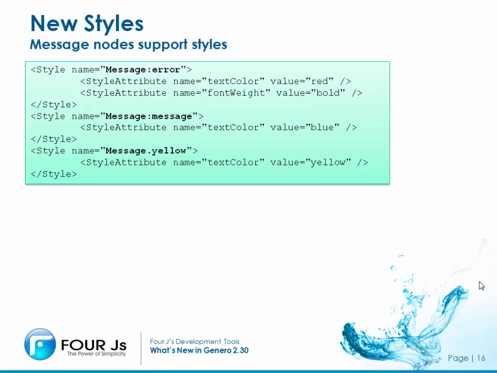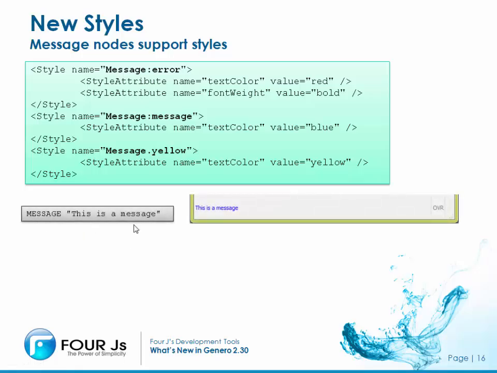So here we can see a style file with a message specifying for errors that the text color should be red and the font weight should be bold. For messages, the text color should be blue. And for any message nodes that have a yellow style applied, we can see that the text color is going to be yellow.